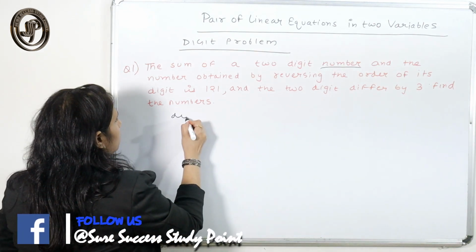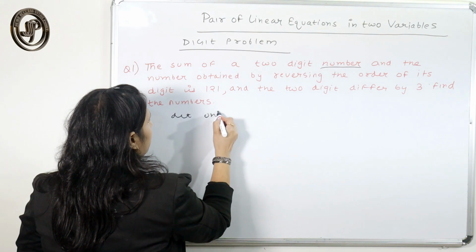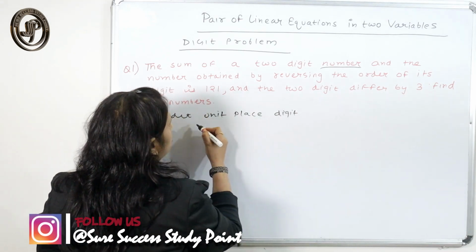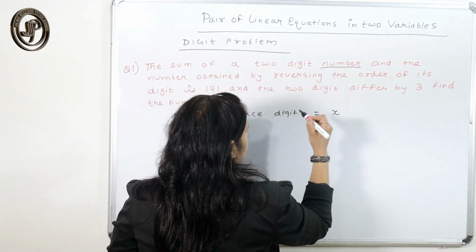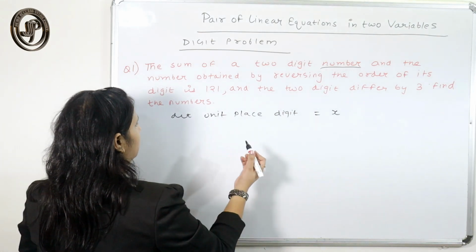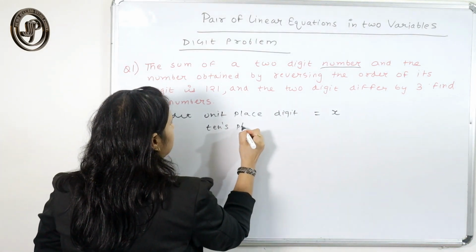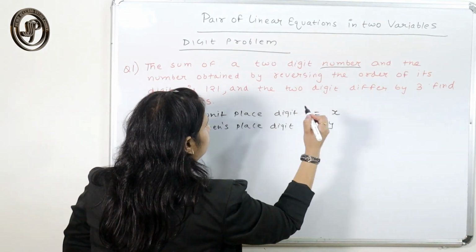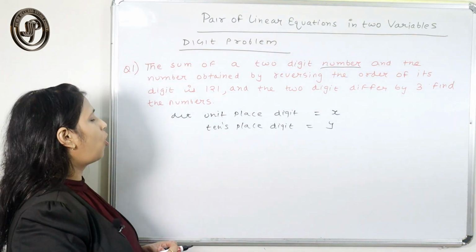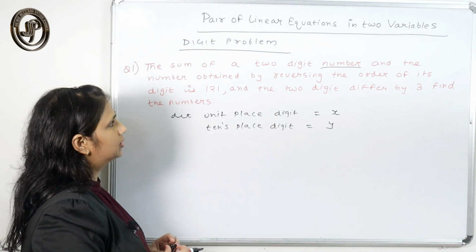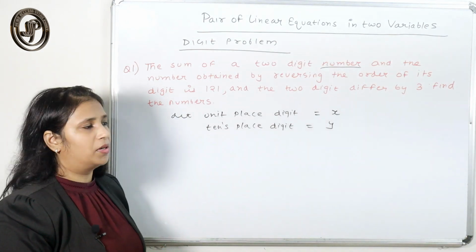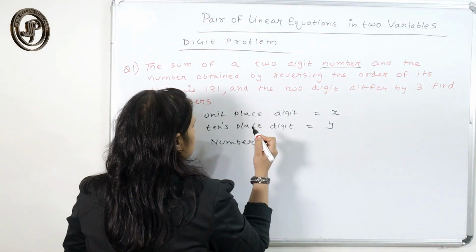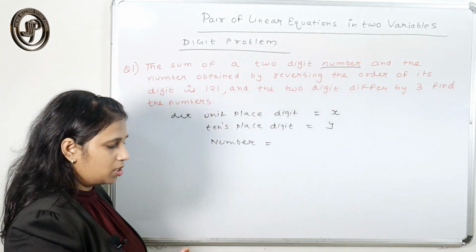So let the unit place digit of a number be x and the tens place digit of a number be y. If the unit place digit is x and the tens place digit is y, then what is the number?